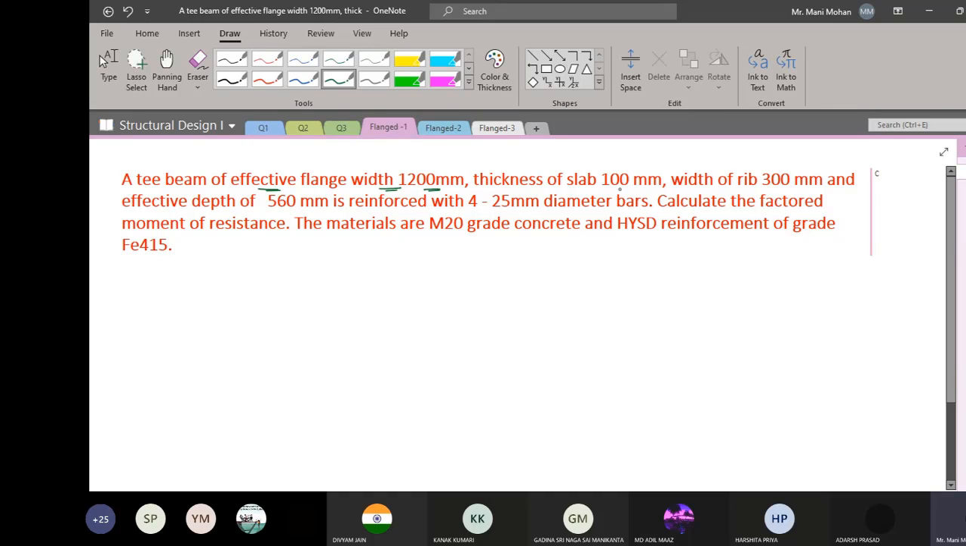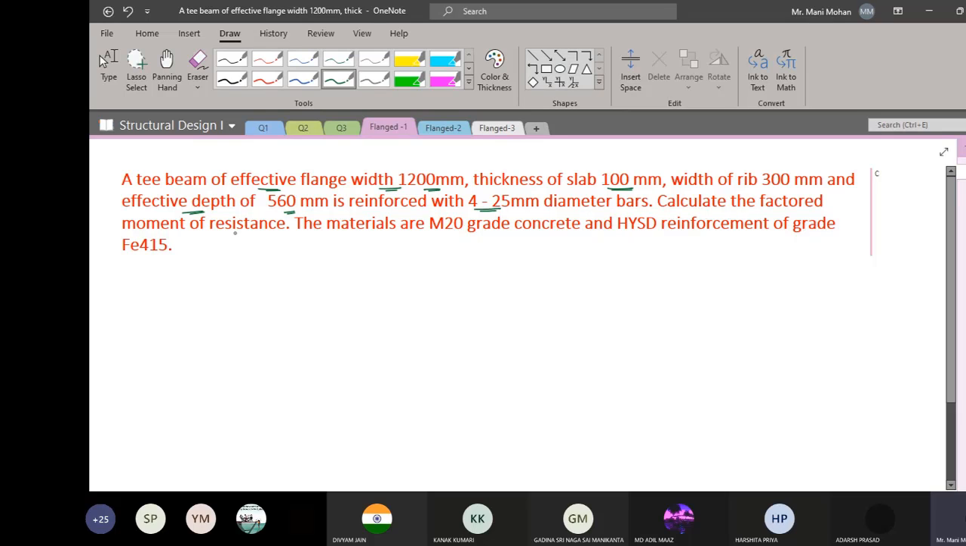The thickness of slab is 100 mm, so it means your thickness of flange is going to be 100 mm. All right, and the width of rib, that is your width of web, is 300 mm. And effective depth is given. So we do not have the data on overall depth. Directly effective depth is given as 560 mm. So this beam is reinforced with 4 number of 25 mm diameter bars.